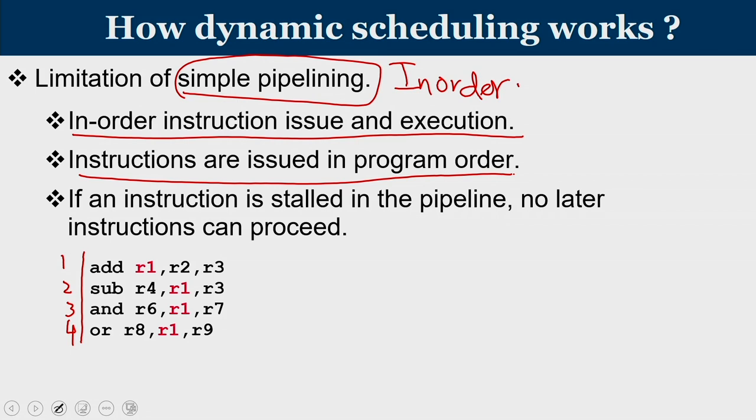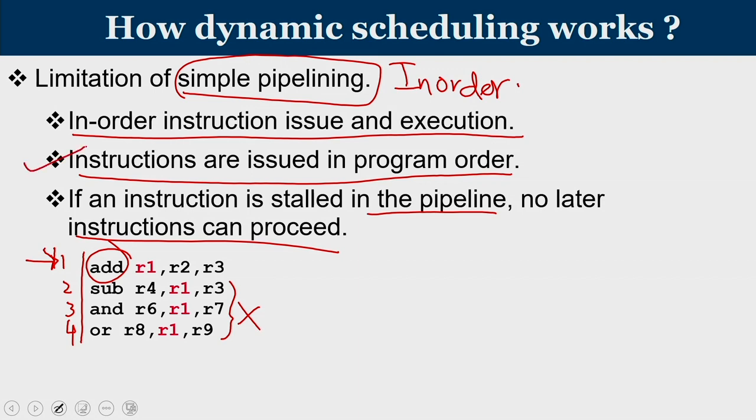Now, imagine that your add instruction cannot proceed, let us say the adder is not available. If an instruction is stalled in the pipeline, whatever the reason, even a structural hazard, then no later instruction can proceed. This will prevent all the subsequent instructions from getting issued. In a conventional in-order pipeline, all instructions are issued in order. Issue is in the program order.